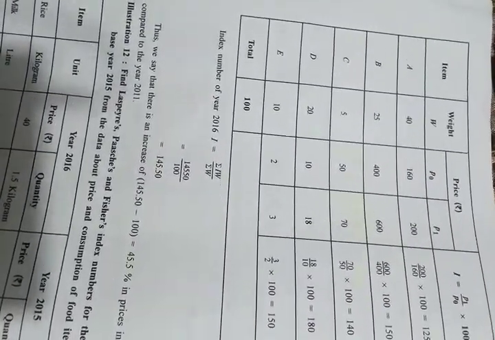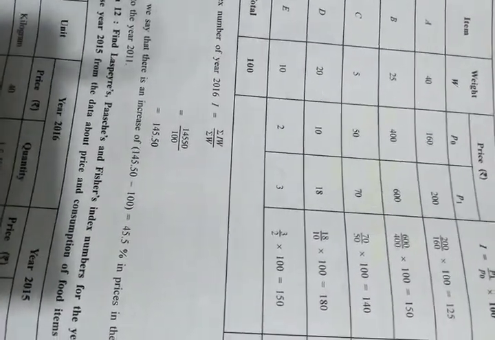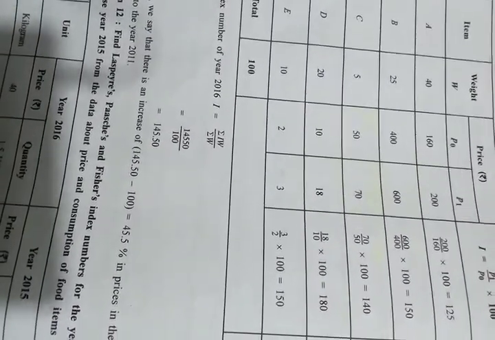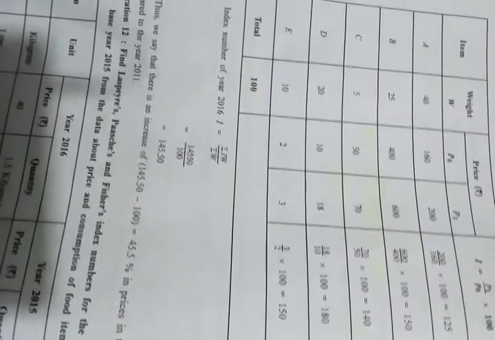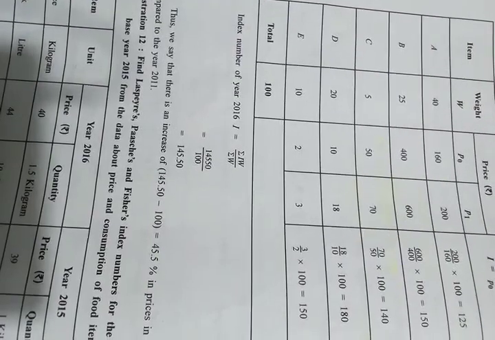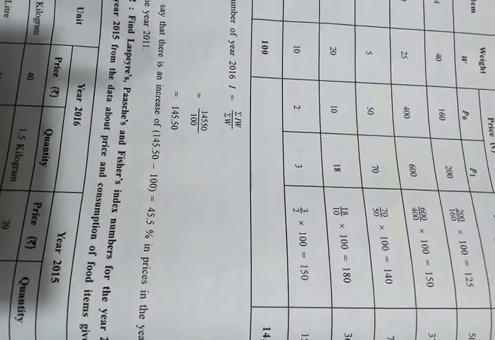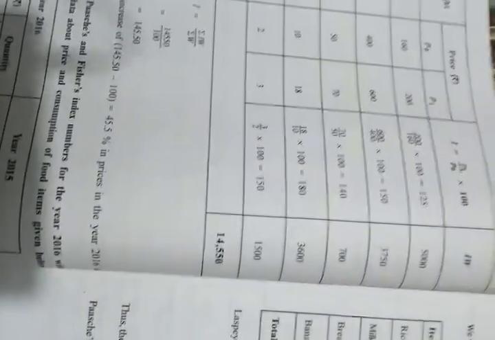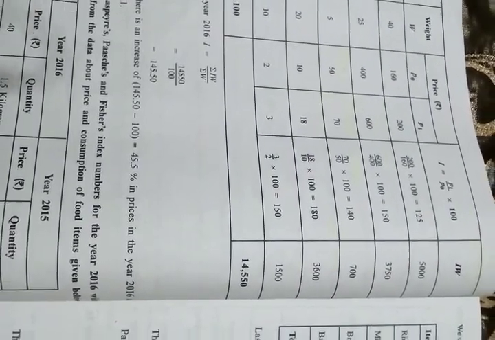So we write the formula. Index number of the year 2016 is I equals sigma IW upon sigma W. Sigma W is 100, the weight total. So when you apply the formula, 14,550 by 100, it is 145.5. So when you compare this index number with the base year, which is always 100, there is a difference of 45.5%, which is the increase in prices in the year 2016 compared to 2011. This is the application of the first formula, I is equal to sigma IW upon sigma W.